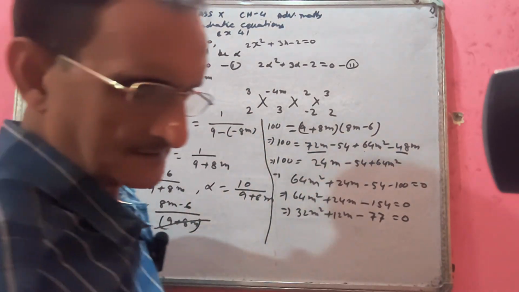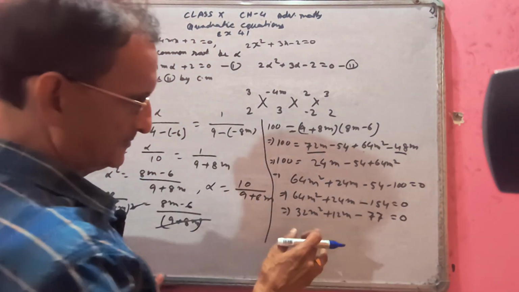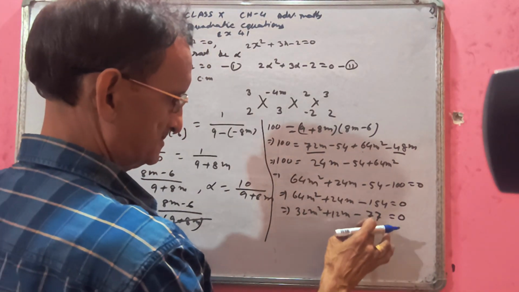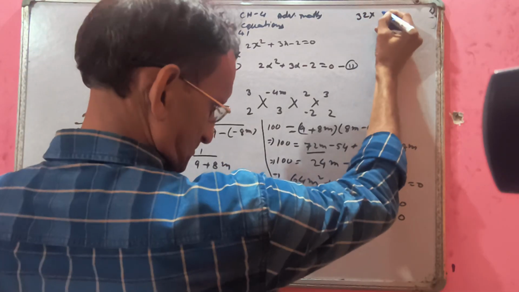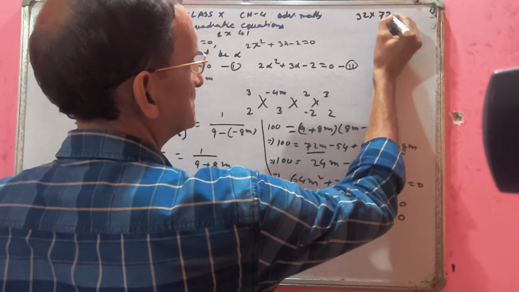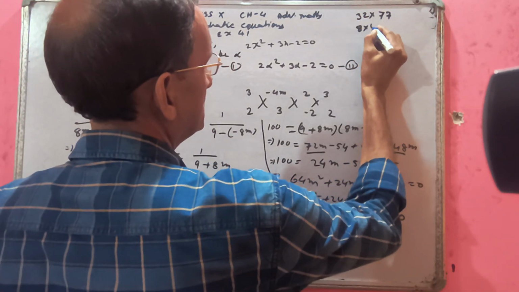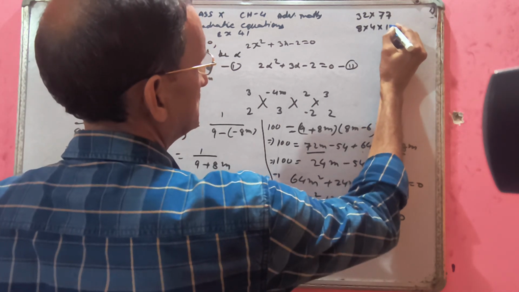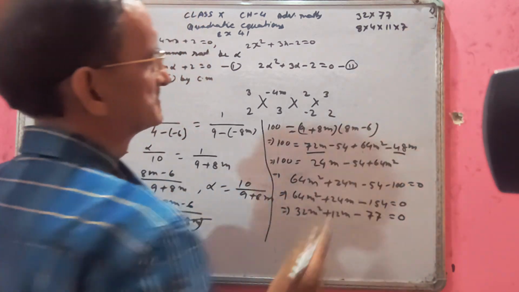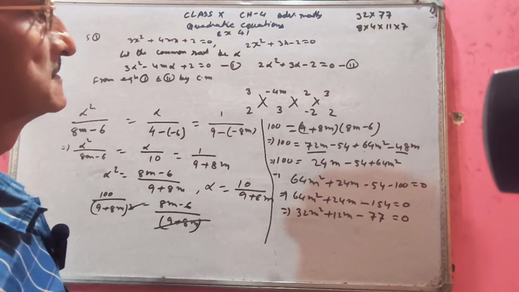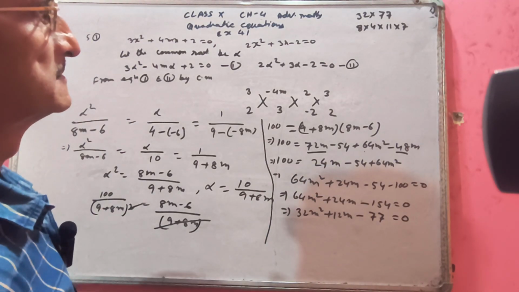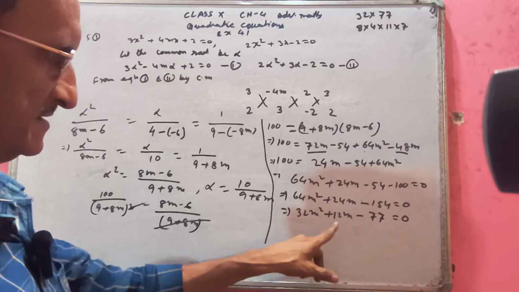Now we will factorize it. This is 32, okay, 32 into 77. 32 equal to 8 into 4. 77 is 11 into 7. So we need to get 12.